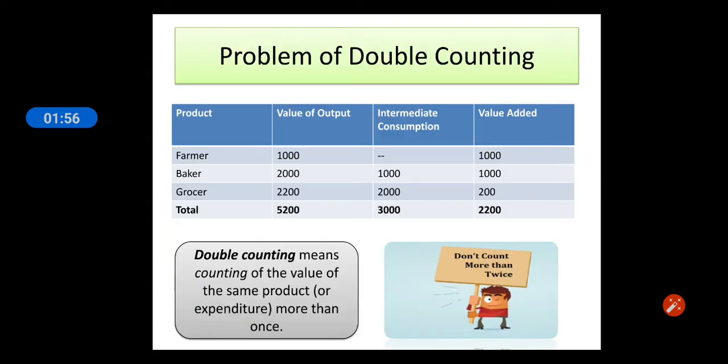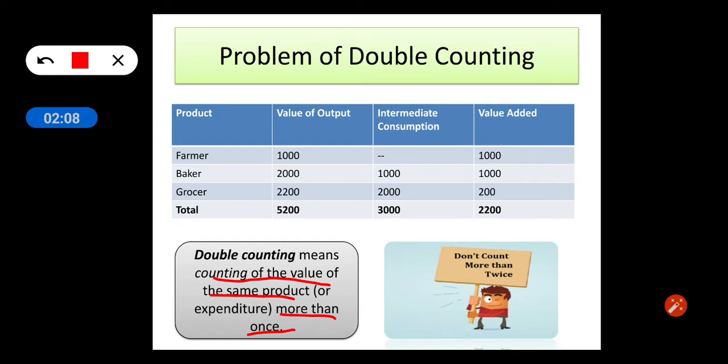But why are we subtracting the value of intermediate consumption from the value of output? That is to avoid the problem of double counting. What is double counting? Double counting means counting the value of the same product more than once. If you are counting the value of the same product more than once, then it's double counting. So to avoid this double counting, we have to subtract IC from the value of output.